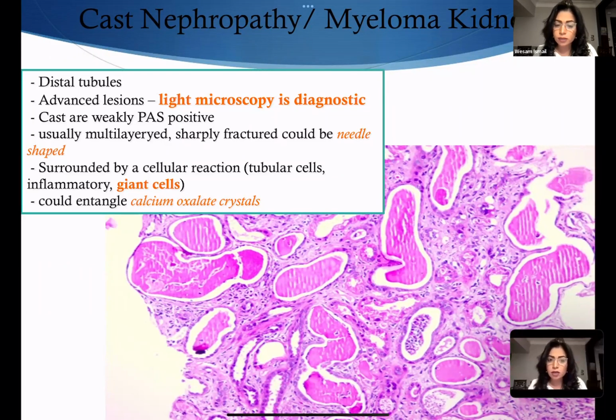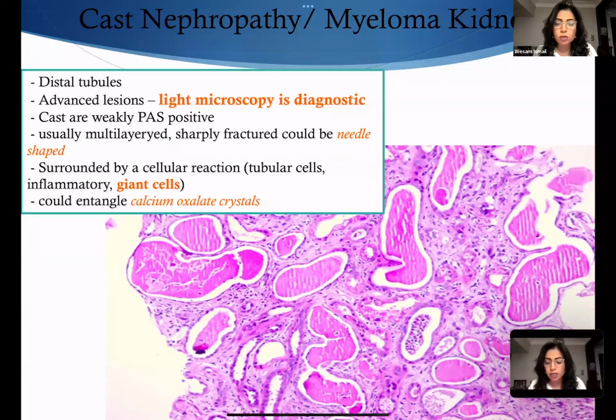These cellular reactions would differ between tubular cells, inflammatory cells, or giant cells, and they could entangle calcium oxalate crystals as well. So all of these we consider suspicious signs if the casts are not florid and the case is not advanced. In the early cases, seeing these casts entangling crystals, having a minimal inflammatory infiltrate, usually raises a flag.